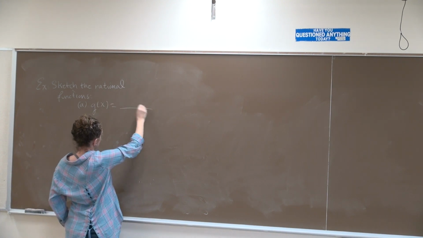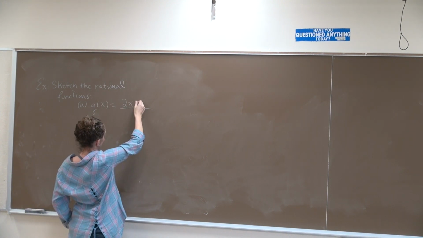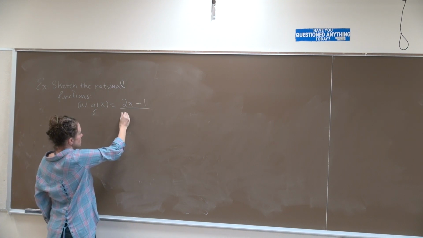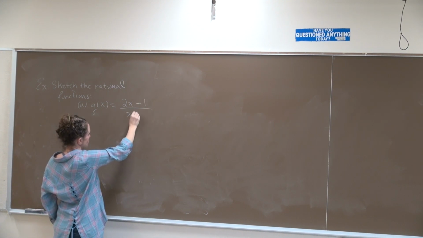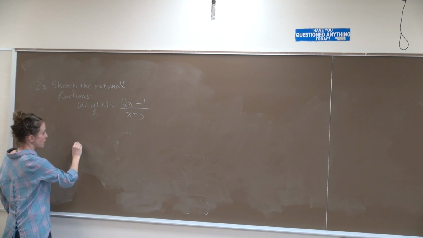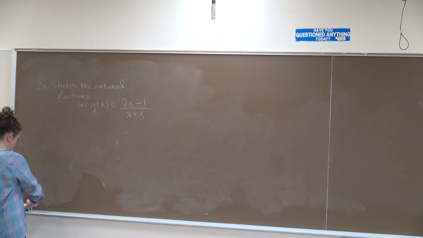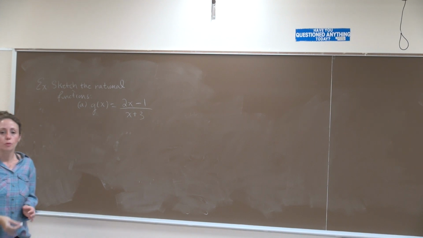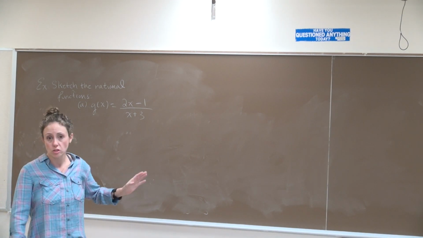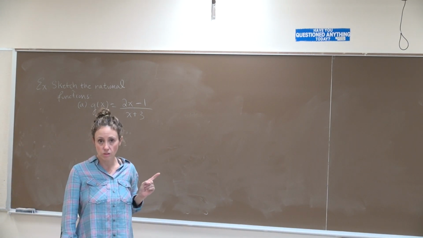The first one's going to be g of x equals 2x minus 1 divided by x plus 3. We'll start off with that one, and then we'll define the second one. We need all the board space that we can get. All right, so I'm going to follow the 7 steps that we just talked about before, and the first thing we want to do is factor.